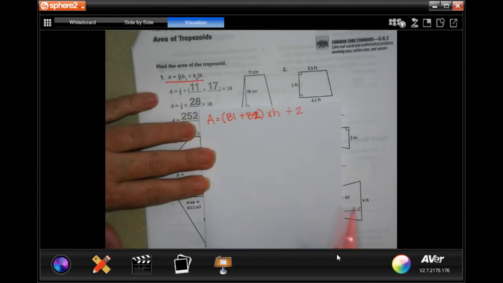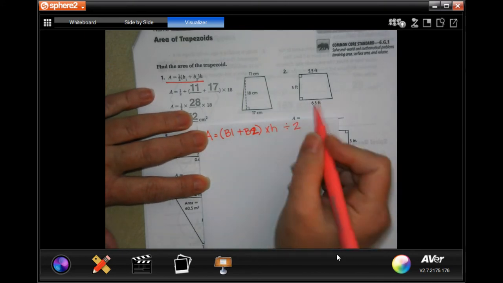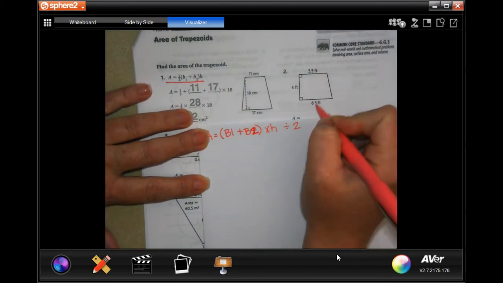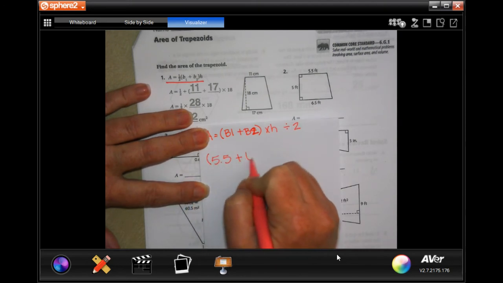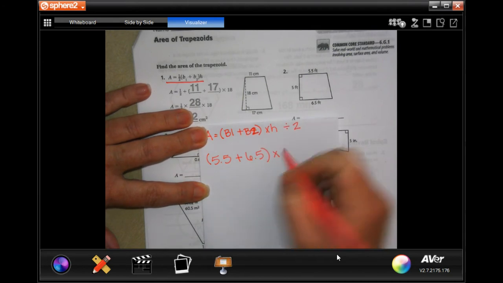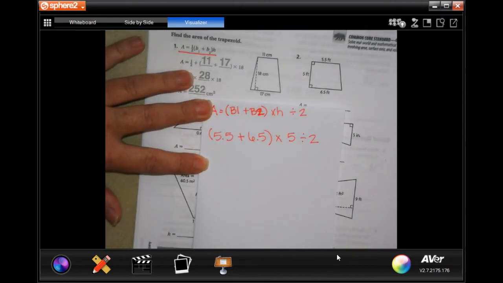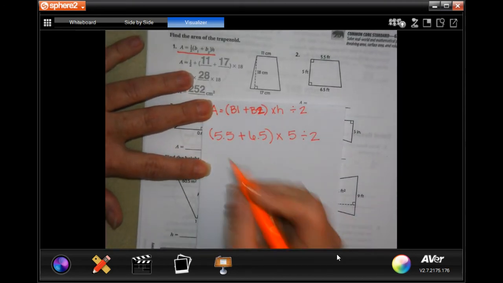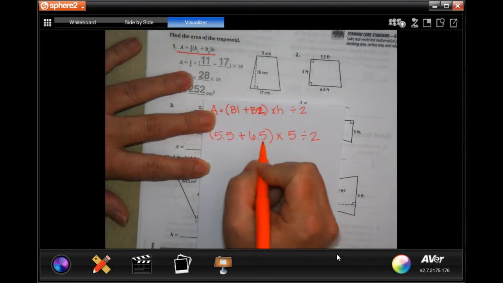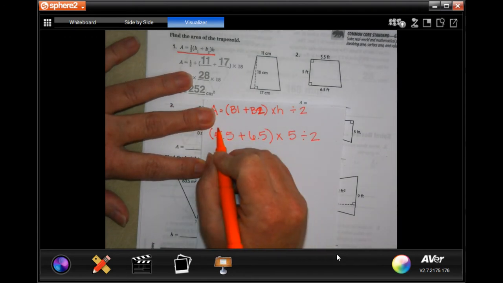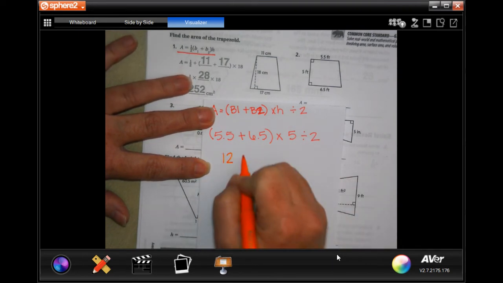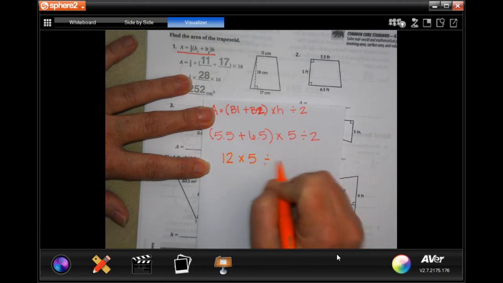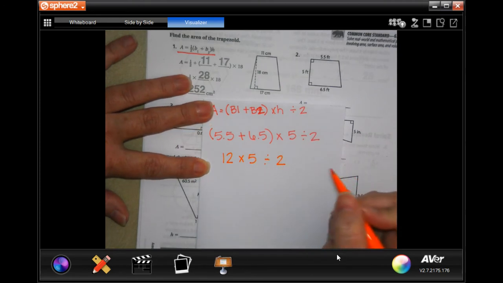So I'm going to start with number 2. Base 1 and base 2: we have 5.5 plus 6.5 times the height, which is 5 feet, divided by 2. Okay, 5.5 and 6.5 are going to equal, 5 and 5 is 10, carry the 1, I'm sorry, 12. Not 13, 12. So 12 times 5 divided by 2. That's our new one.